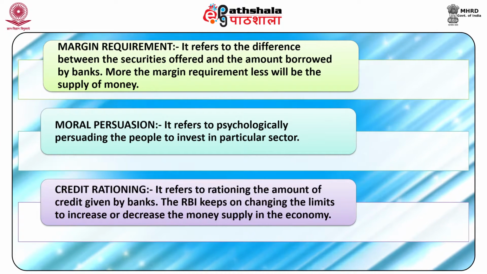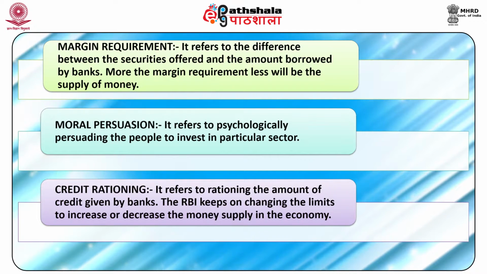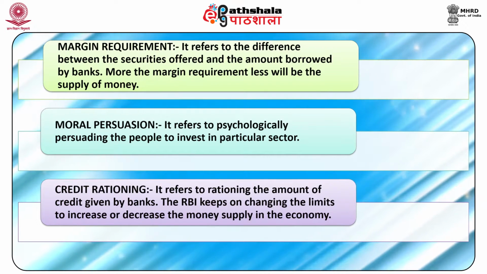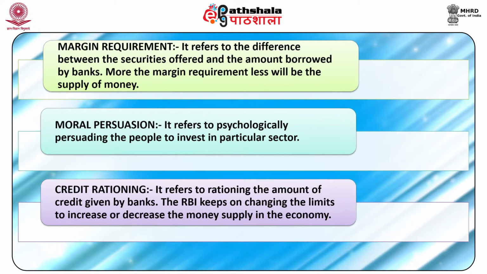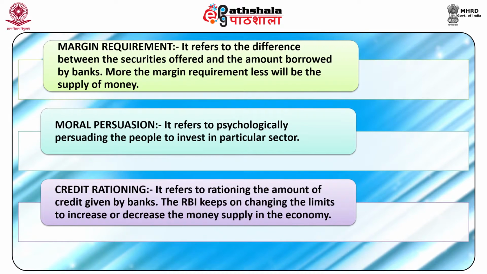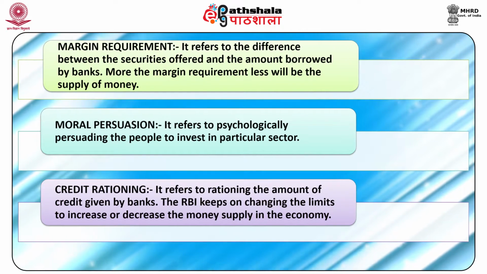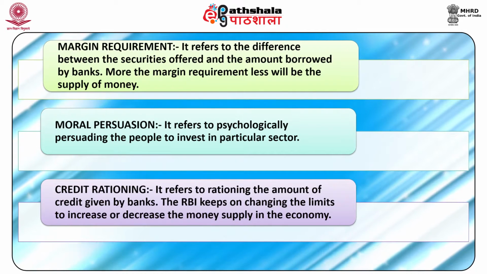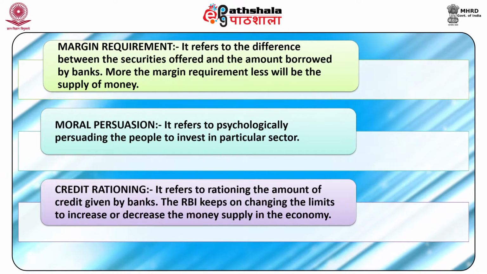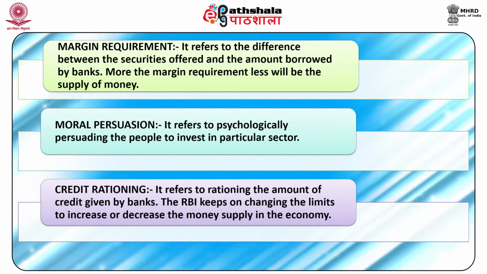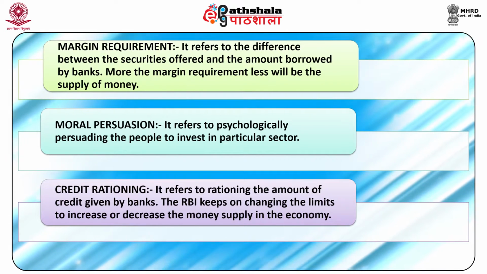Second is moral persuasion. It refers to psychologically persuading the people to invest in a particular sector. Third is credit rationing. It refers to rationing the amount of credit given by banks. The RBI keeps on changing the limits to increase or decrease the money supply in the economy.